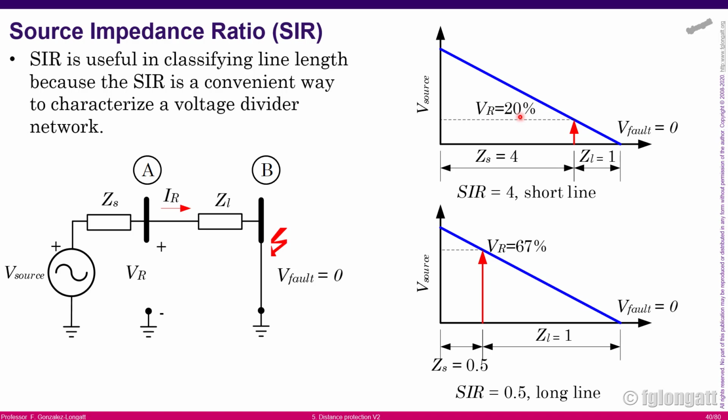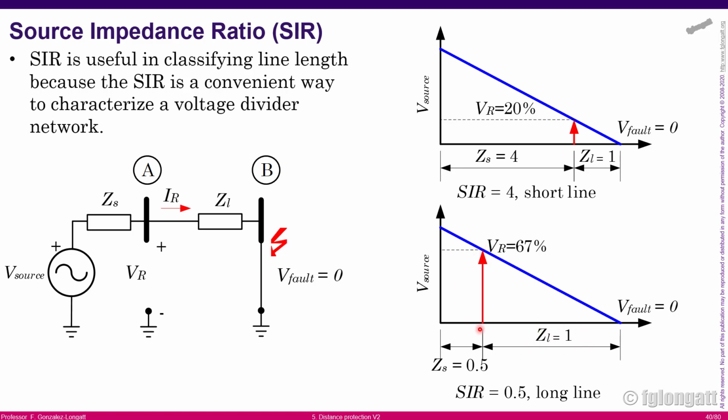That is something quite relevant. But in the other case, look over here, we have a long transmission line. In this case, the source impedance ratio is 0.5. That means, for instance, that if we have a source impedance of 0.5, the line will have 1.